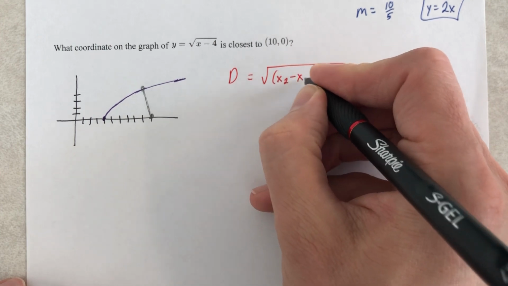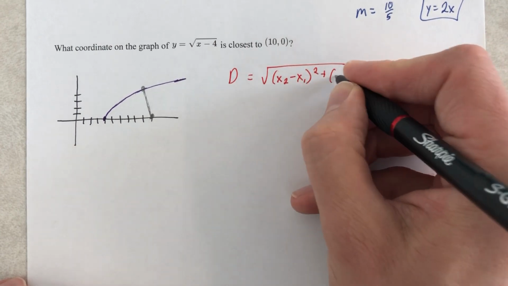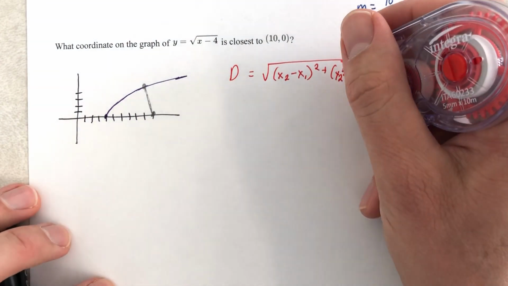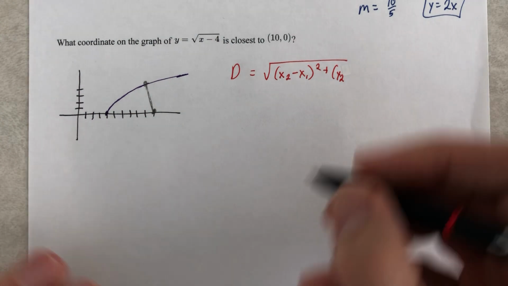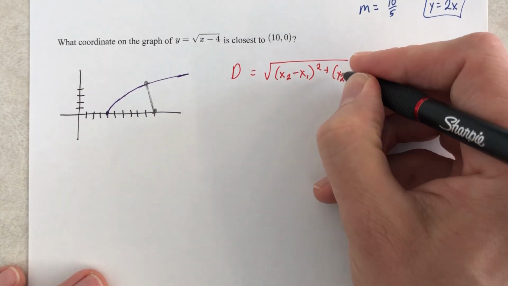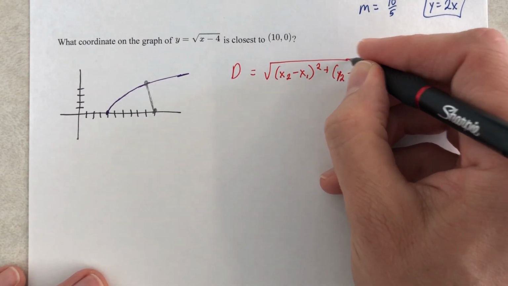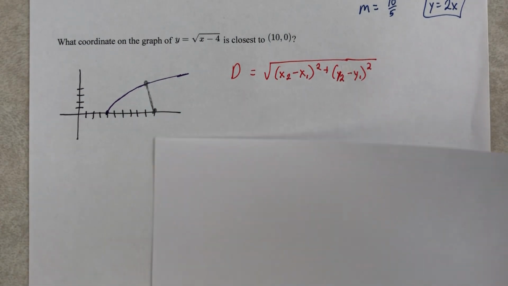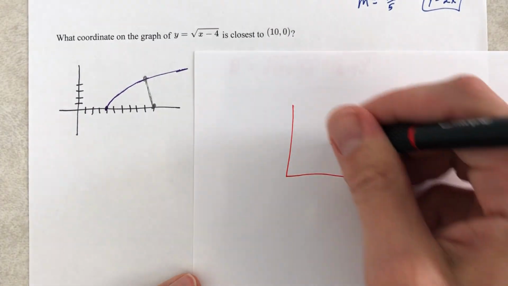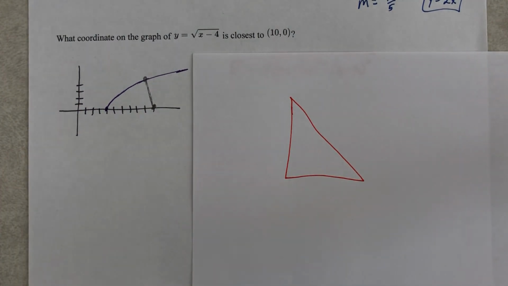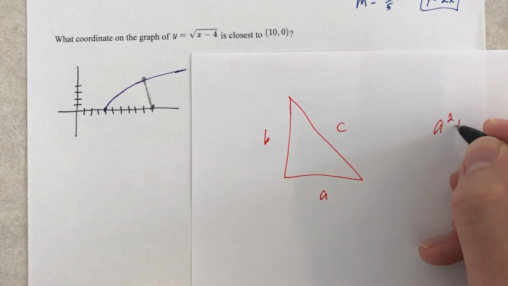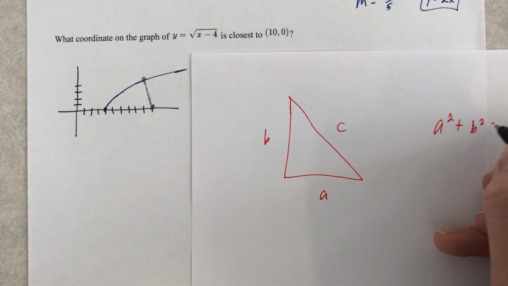So x2 minus x1, squared, plus y2, not y squared, sorry about that, second y minus my first y, and that is also squared. And real quickly, let me tell you where that comes from by grabbing a scrap piece of paper and drawing a right triangle. There we go. A, B, C, look familiar? A squared plus B squared equals C squared.